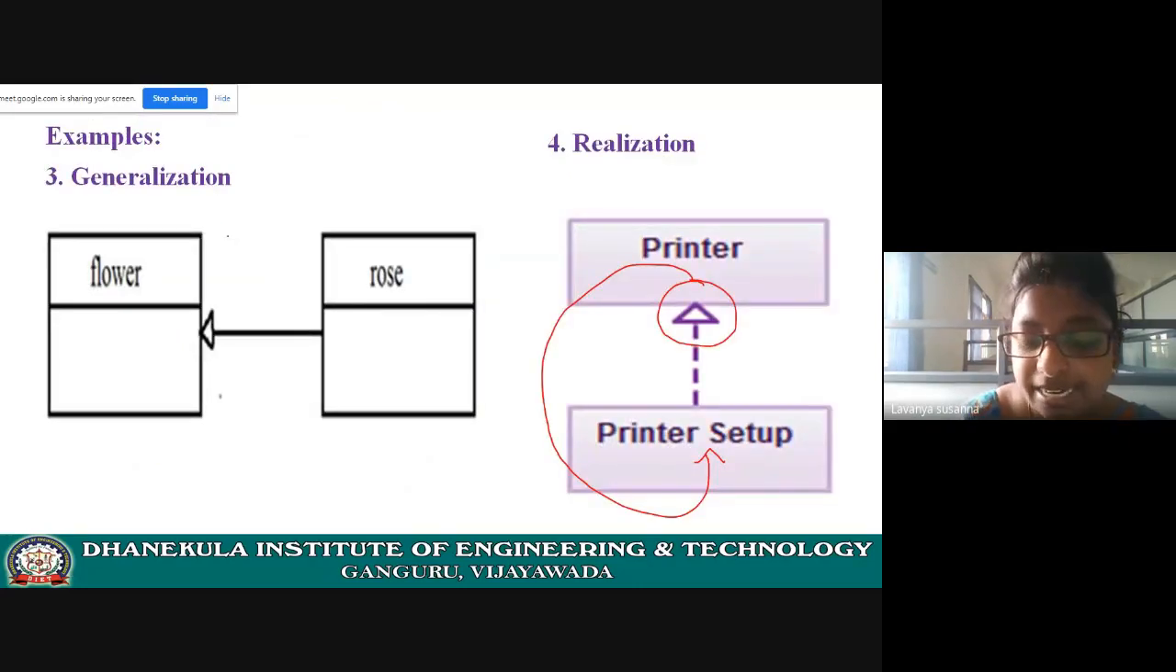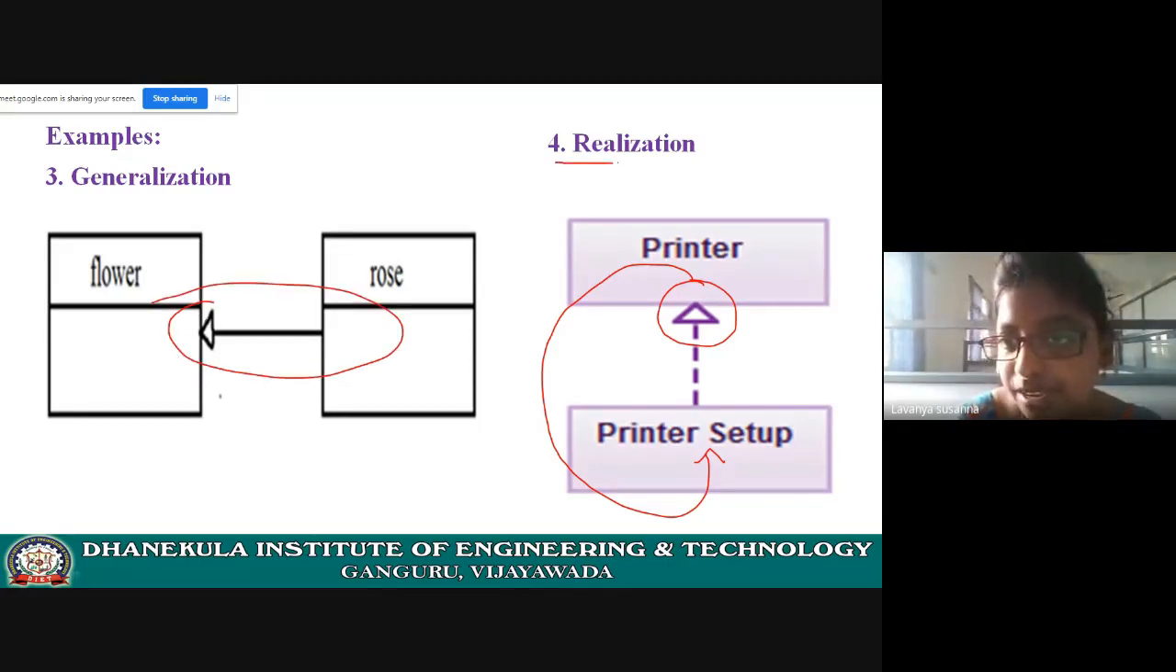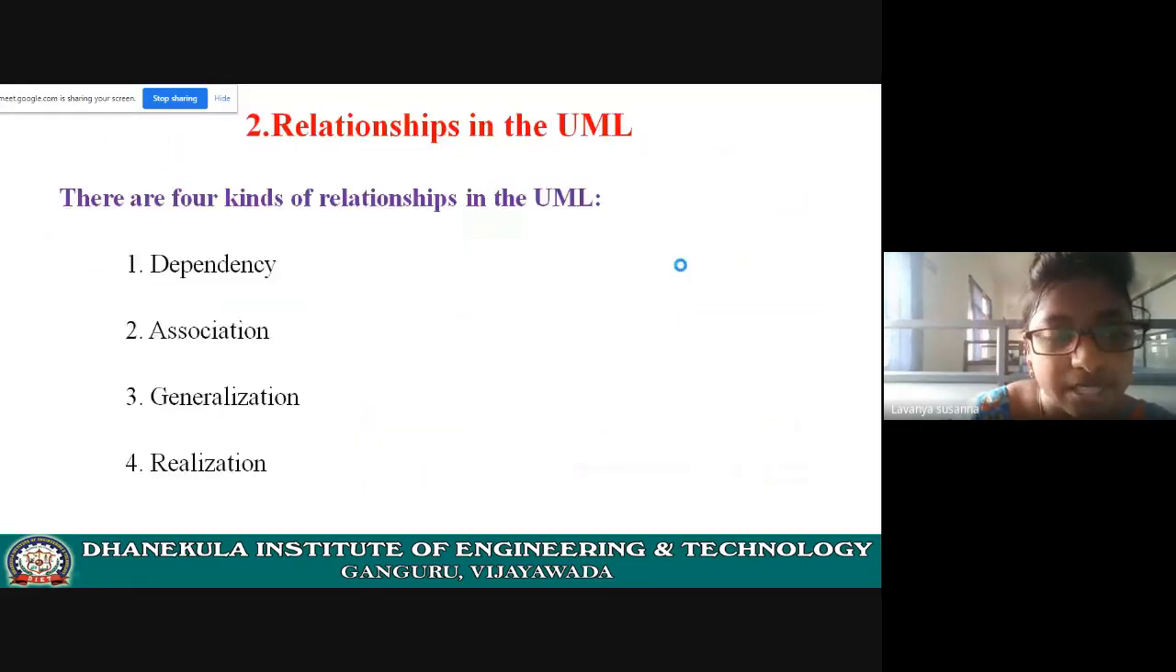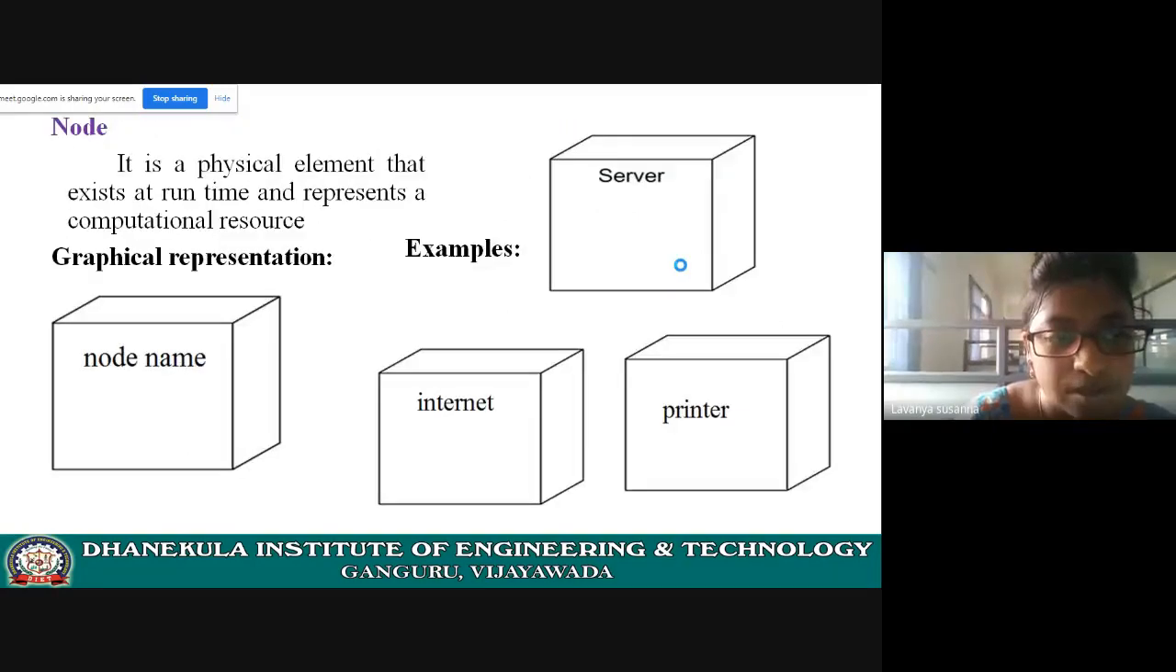Next, generalization. It is used for inheritance, generalization and specialization. This is the symbol used: triangle and then line. Next, realization, where one class will implement the operations of another class. Here, printer setup class will implement the operations of printer class. These are the relationships in UML. These are the building blocks of UML.